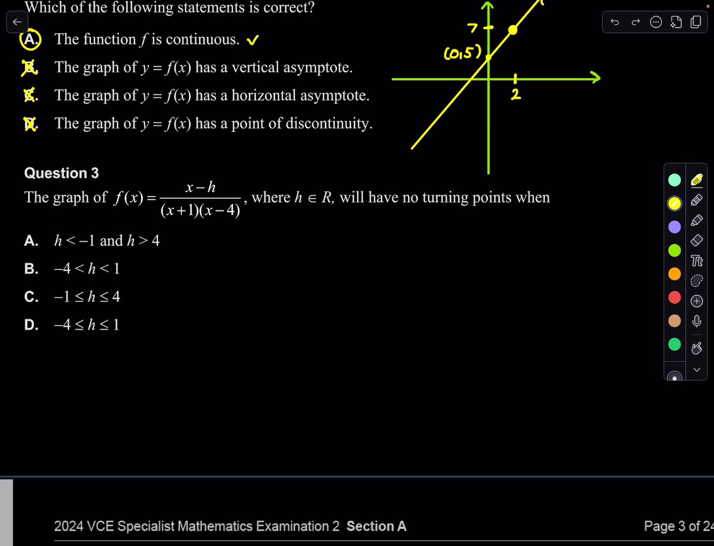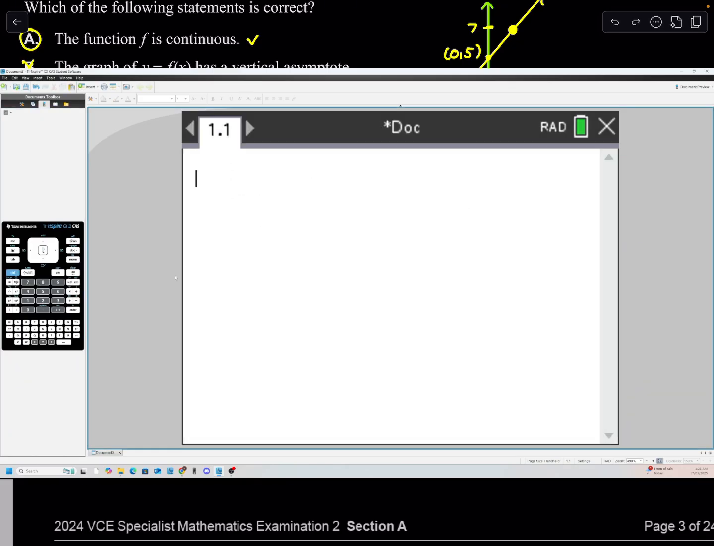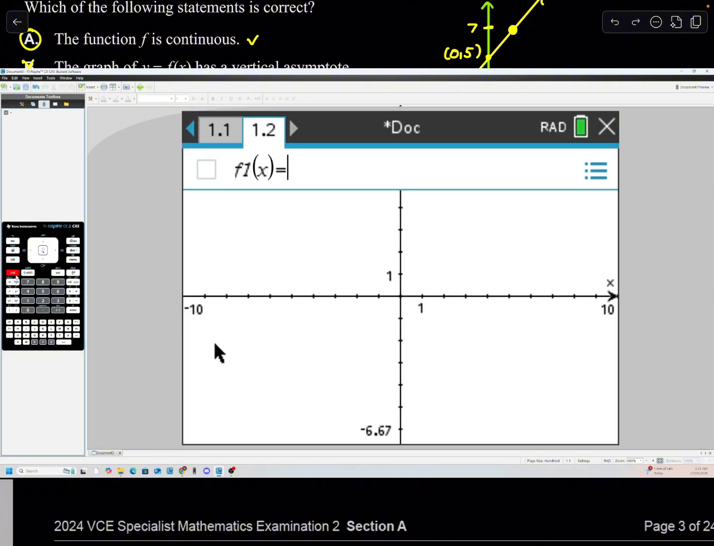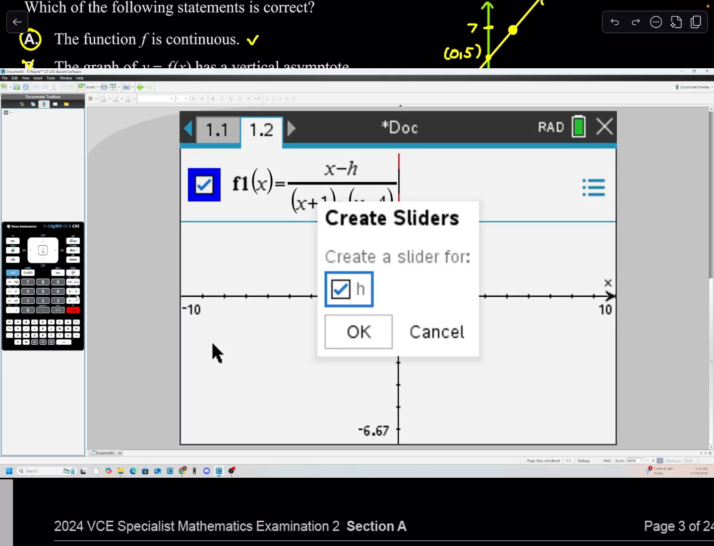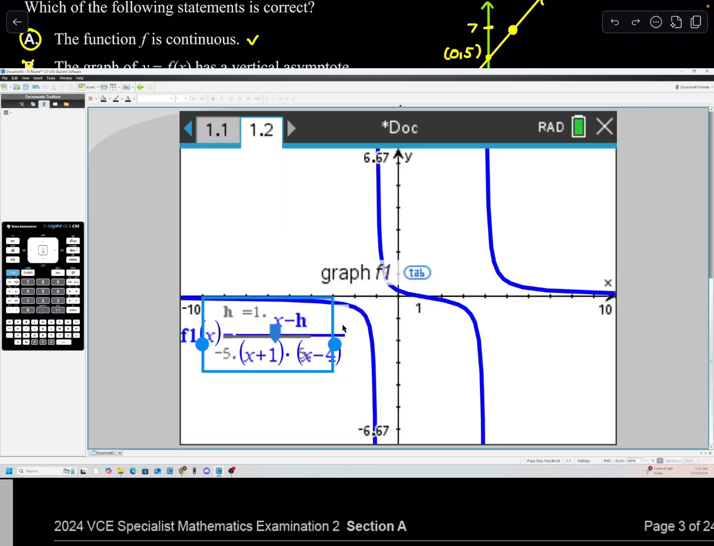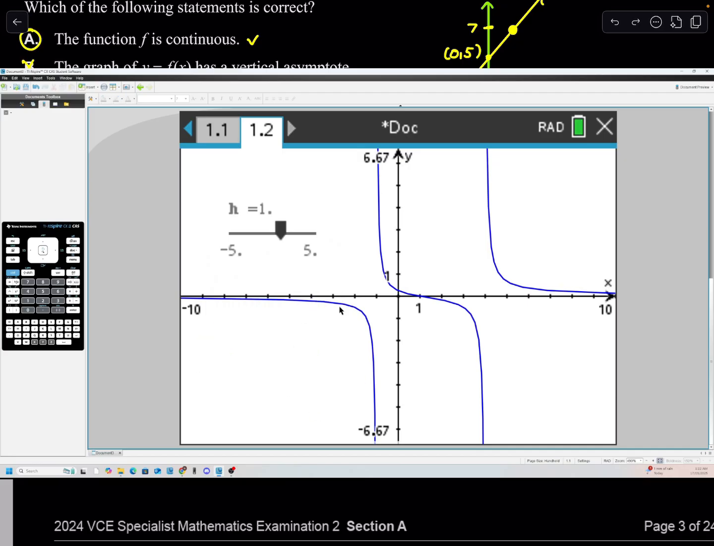Let's actually do that. So I'm going to press control N, and first of all, I will, of course, graph this. So x minus h, x plus 1 times x minus 4. And I'm going to put a slider for h. Now, let's try the first one. Let me just move this up here, and this is ugly. Let me take this somewhere here. Okay, so the first one says that h is less than -1 and h is greater than 4.